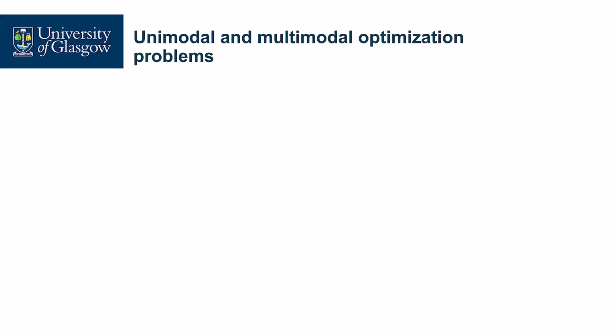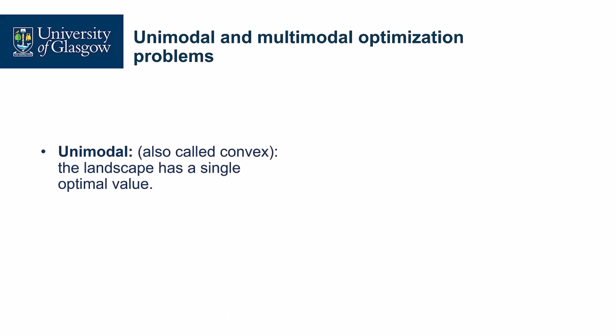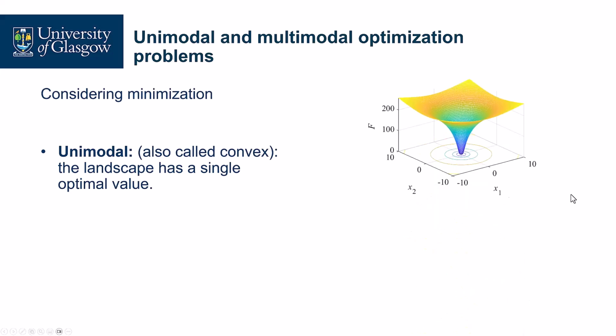Now, at last, I would introduce the unimodal and the multimodal optimization problems. This depends on the global and local optimum. Unimodal, we also call it convex. This means the landscape only has a single optimal value. For example, if we consider minimization, you can see here, right? The only local optimal point is here, right?